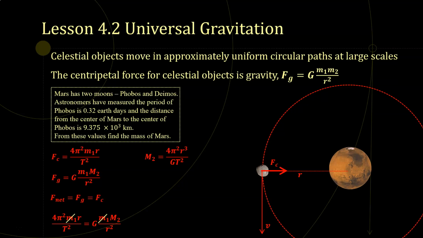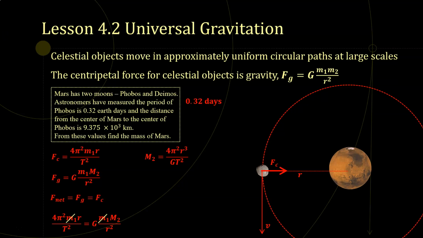So I need seconds, okay? Anytime you use a constant value or anytime you're calculating in a unit that has other units in it, I need to make sure everything's in the right units. And in this case, it has to be kilograms, meters, and seconds. So I need to change the period of Phobos from days to seconds.